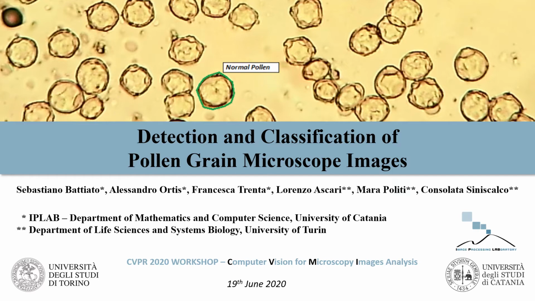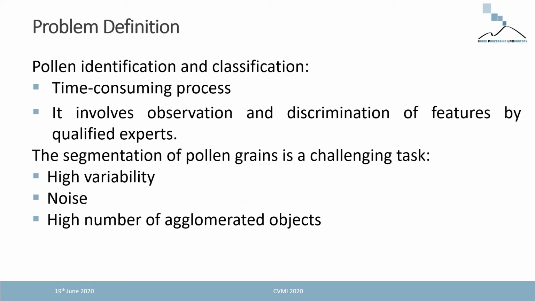The research has been carried out thanks to the collaboration with Ferrero HCO that financed the project and allowed the collection of aerobiological samples from hazelnut plantations. Pollen identification and classification is an expensive process, which involves observation and discrimination of features by qualified experts. For this reason, there is an increasing demand to automate specialized tasks that usually require human involvement in order to reduce processing time. Moreover, microscope images present high variability in the number of objects, noise, and occlusions. This made the segmentation of pollen grains a challenging task.